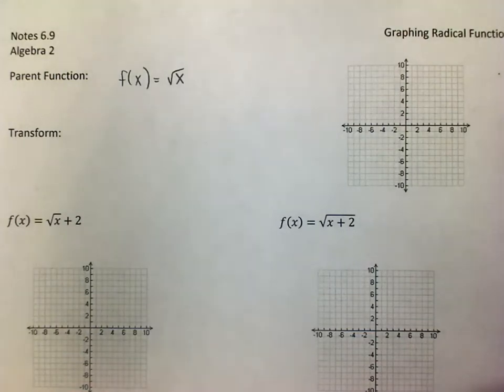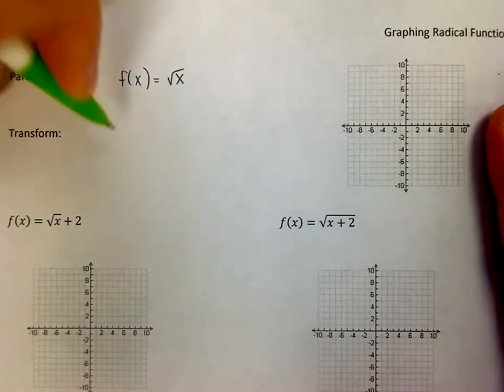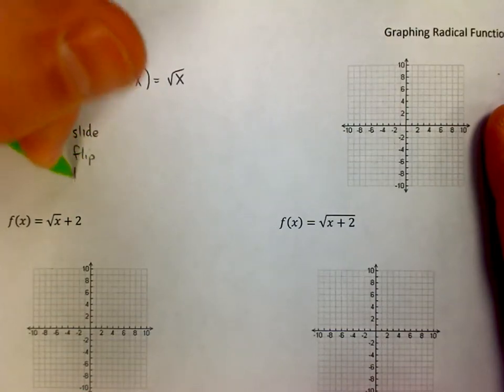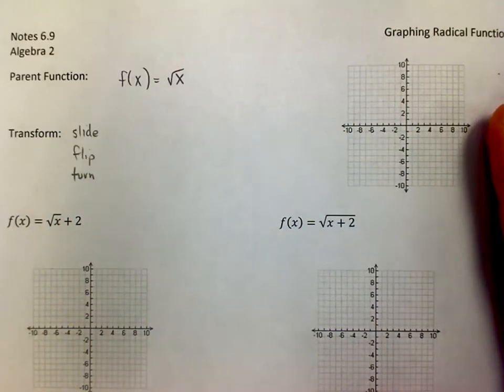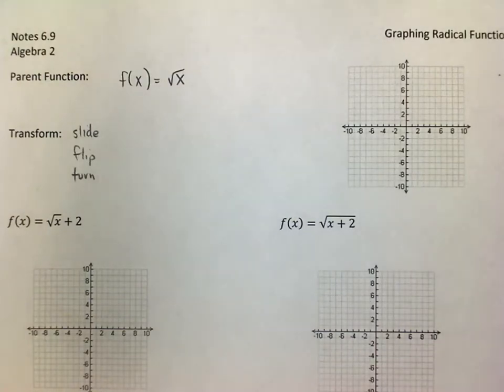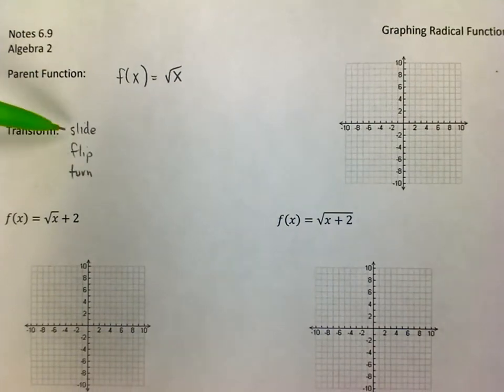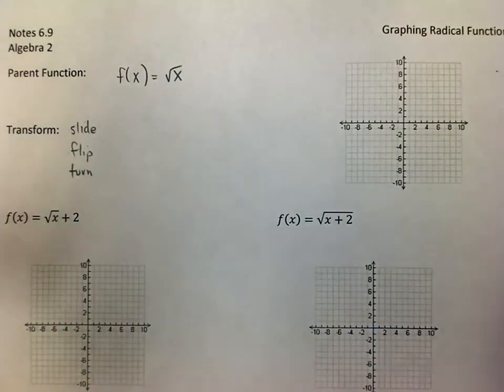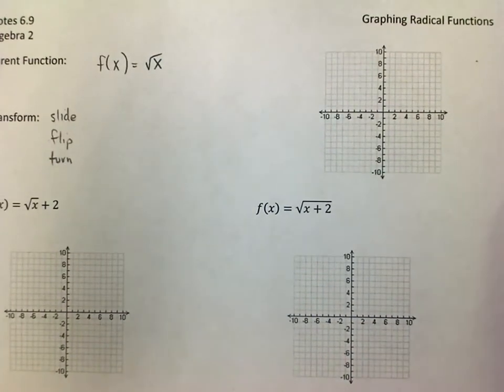And what we're going to do is we're going to transform those functions, and to transform means we're going to slide, or we're going to flip, or we're going to turn, things like that, right? The things that we've already done, okay? And those are middle school terms. I know that we've called them other things like reflections for flips and translations for slides and rotations for turns. But, you know, let's just get an idea of what's going on here.